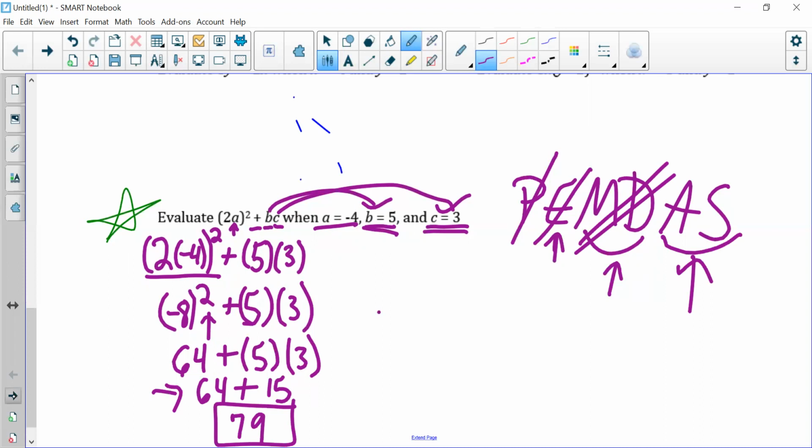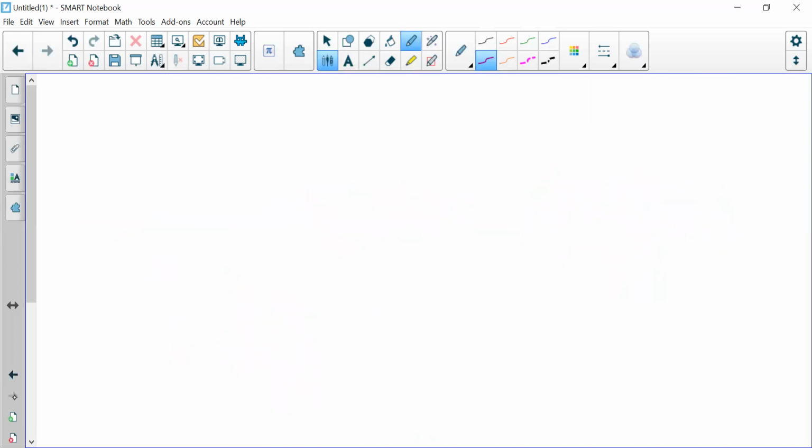And that is it. This is all we have for this entire lesson. You notice I flipped the page over. It's blank in the back.